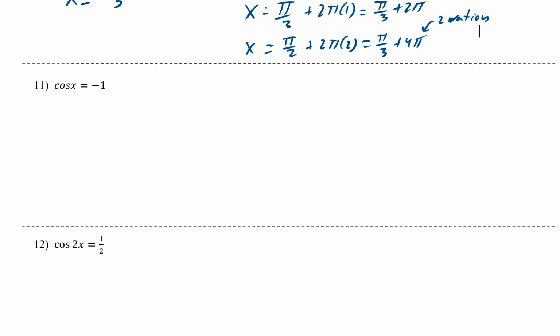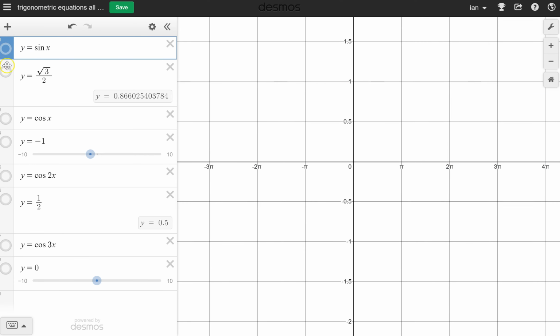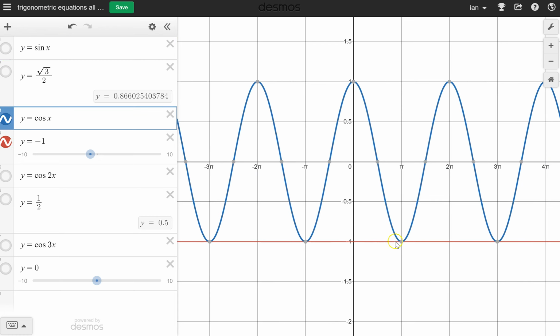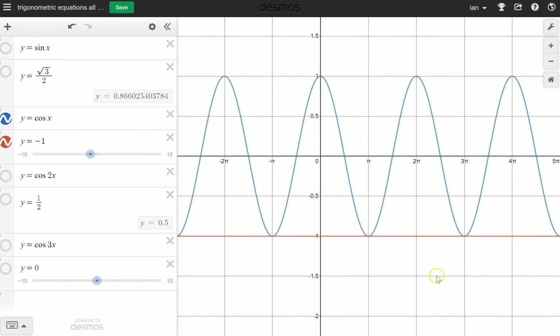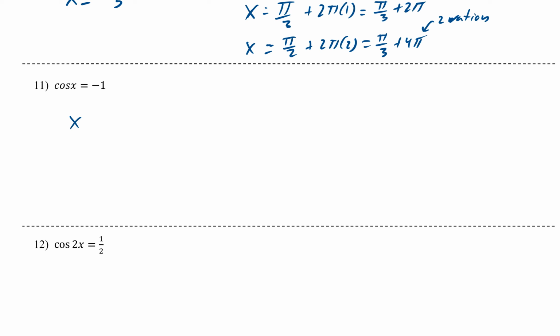Let's look at cosine x equals negative 1. So let me pull up the graph for cosine. So here is cosine of x equals negative 1. And so these are all of our solutions. And again, I can keep going forever and ever in each direction. So we just need to look from 0 to 2 pi. And in that 0 to 2 pi, there is one solution. If we look at our unit circle, cosine of x is the x-coordinate right there. So at pi, we know one of our solutions for x would be pi.